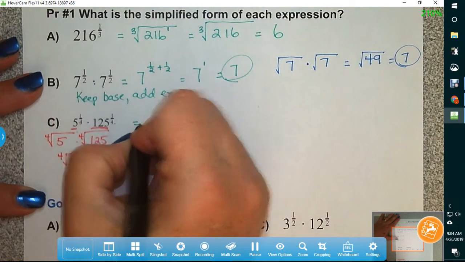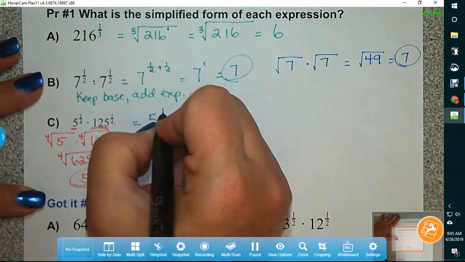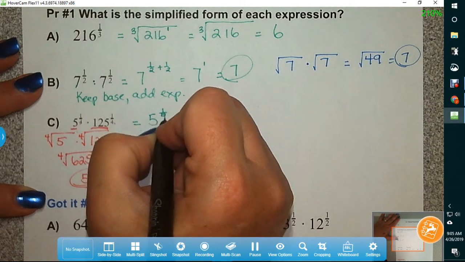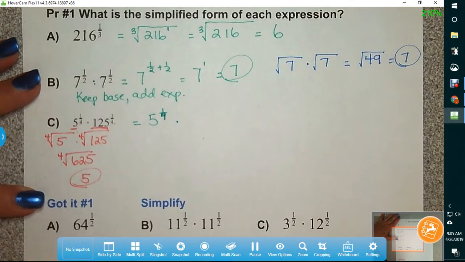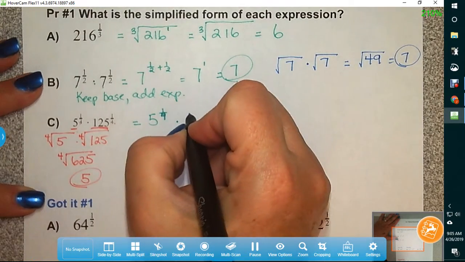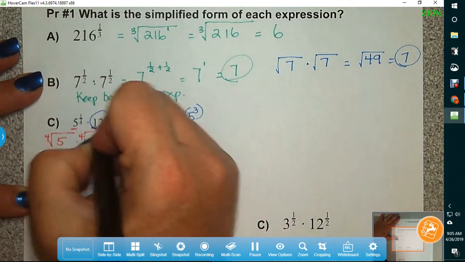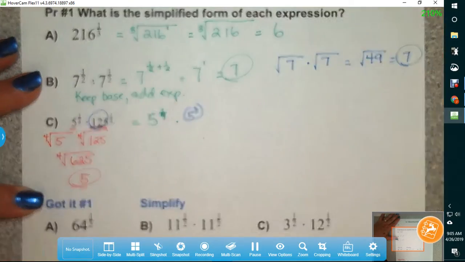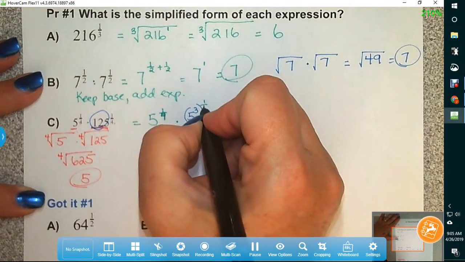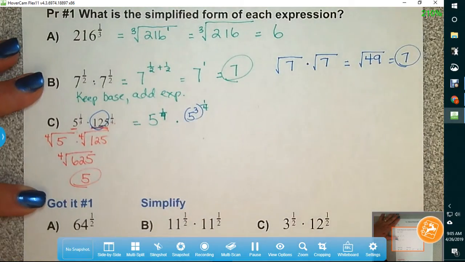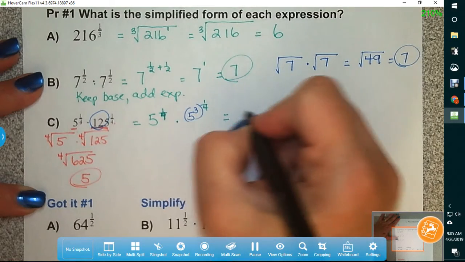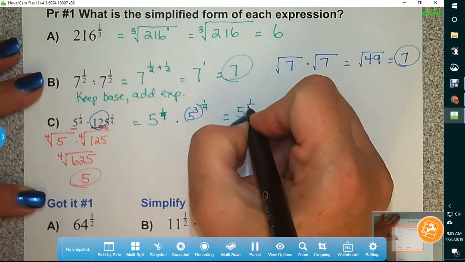So what I want to do is I'm going to keep my 5 to the 1/4. But then I'm going to change my 125 into 5 cubed. Okay, that's what I changed my 125 into. And that is to the 1/4 power. So when I start simplifying, here's my 5 to the 1/4.